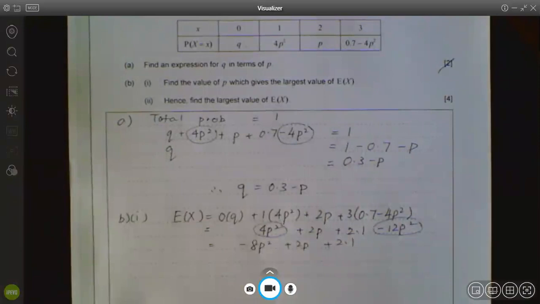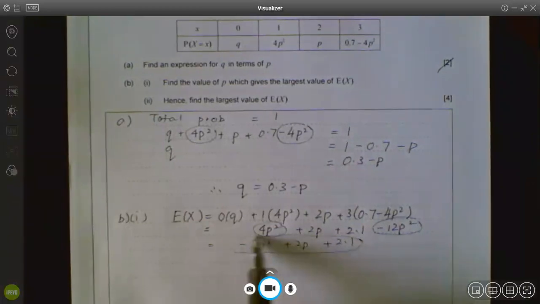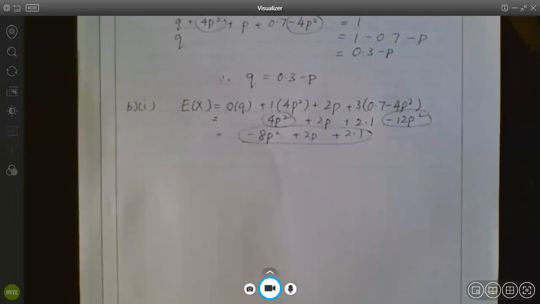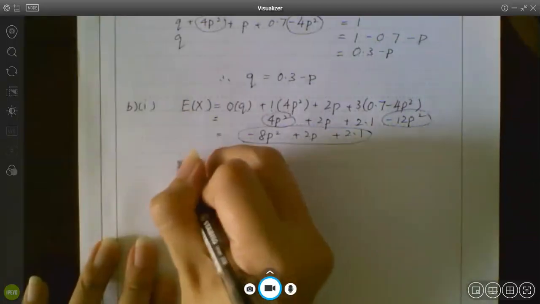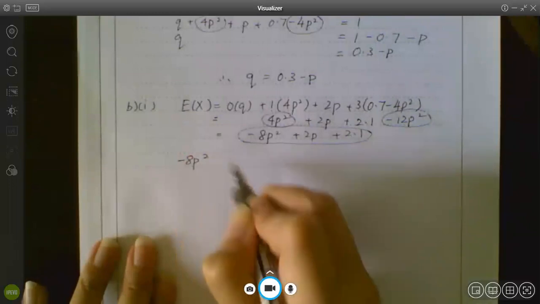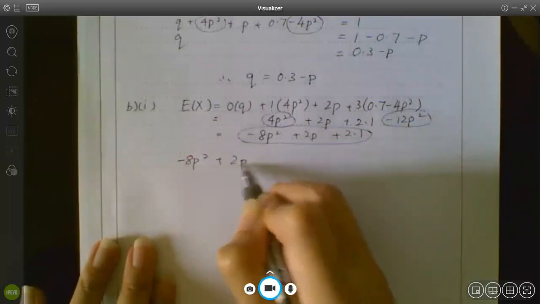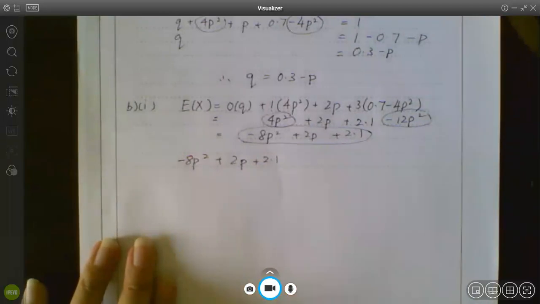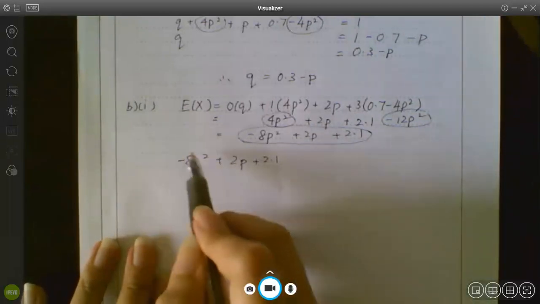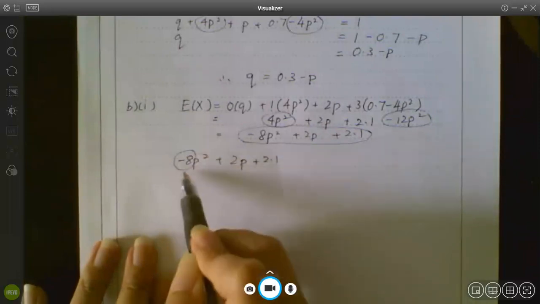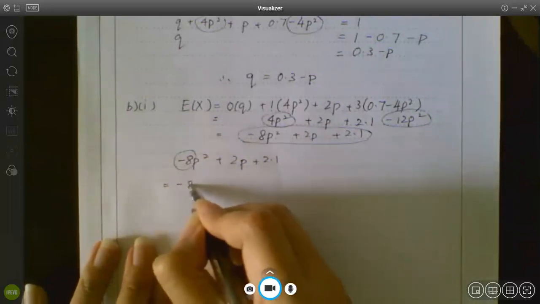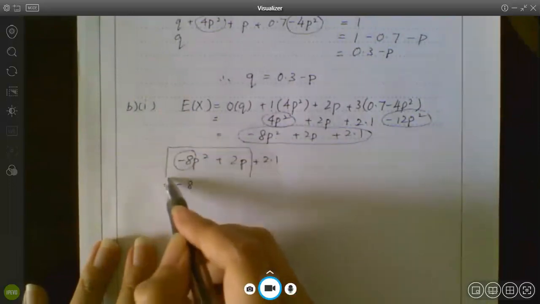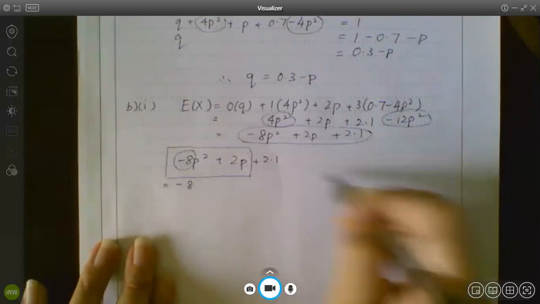All right. Now we want the largest value of E(X), which means we want the largest possible value for this expression that represents E(X). This is a quadratic expression. In order to find the largest value, one of the ways would be to do completing the square. Let's extract that expression. In order to do completing the square, you need to look at the coefficient of P squared and make it 1. So let's factorize this out. I'm going to just look at the front part, the terms involving P, and I'm going to leave 2.1 right at the end.